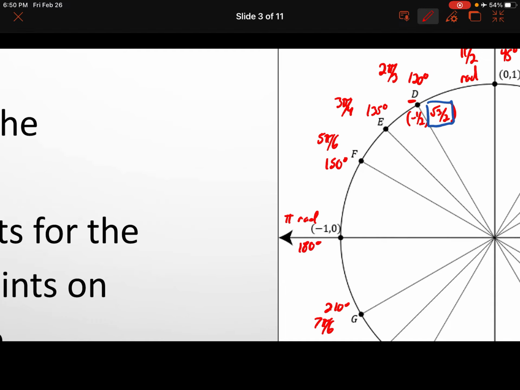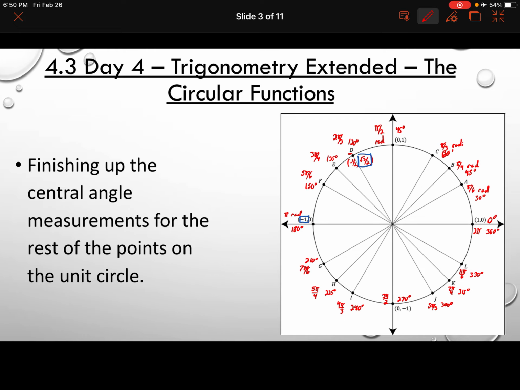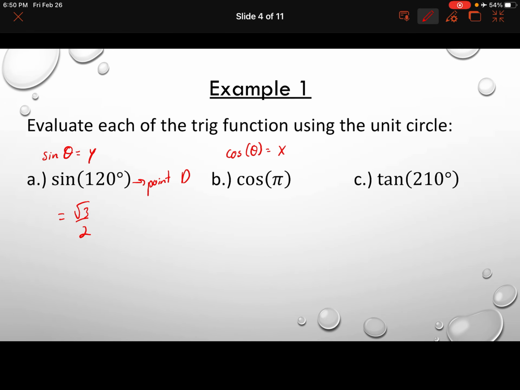So since we're looking for cosine, we are looking at just the x value of that point, which is -1, which means our final answer for cosine of pi radians is just -1. So that would be -1 comma 0. That's the point that we're looking at.